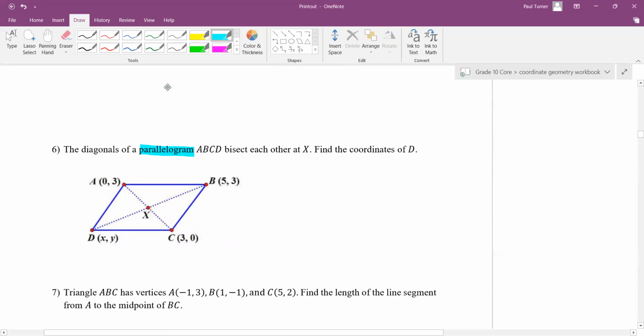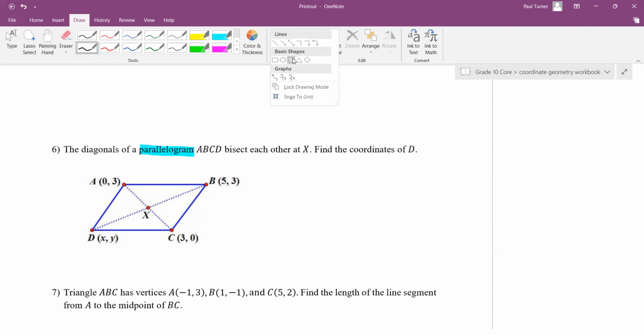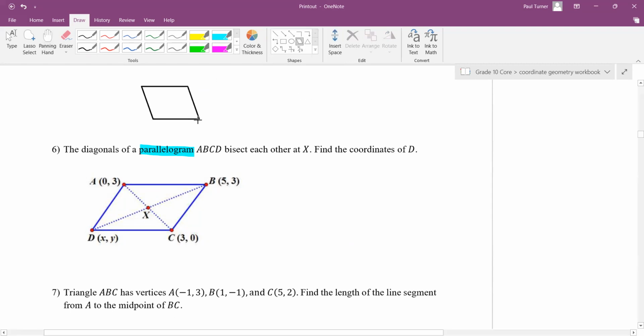Not using the highlighter though. Let's make a black shape. Now, I think about, let's do the easy one. That's a parallelogram. Okay. So, but if I make the shape to have the same lengths, that would be a rhombus. Right. So let's call that one a rhombus.